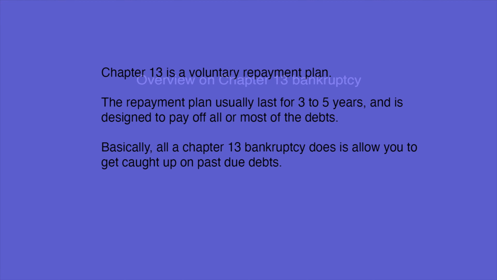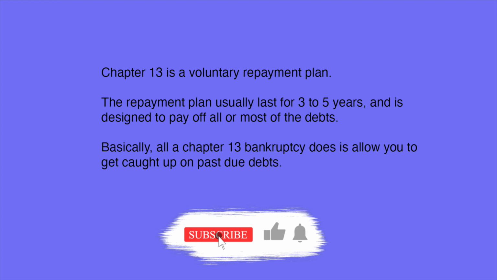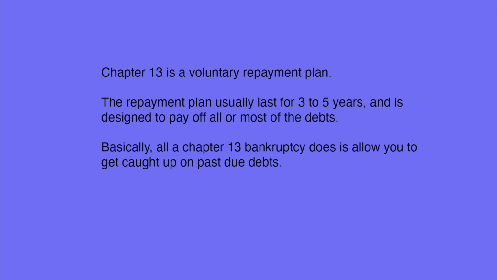Overview on Chapter 13 bankruptcy. Chapter 13 is a voluntary repayment plan. The repayment plan usually lasts for 3 to 5 years and is designed to pay off all or most of the debts. Basically, all a Chapter 13 bankruptcy does is allow you to get caught up on past due debts.